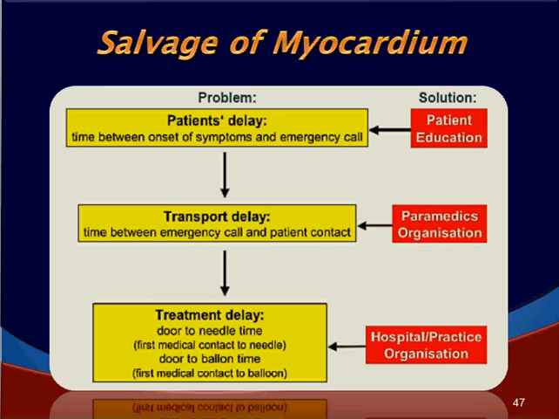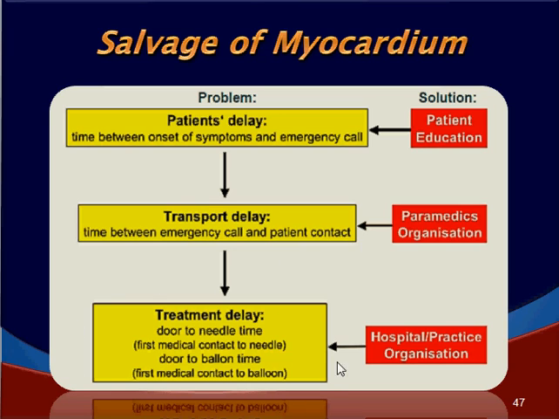The second aspect, of course, is the transport delay, the time between the emergency call and the patient being contacted. So the emergency service should reach the patient. The patient has called for emergency help, but the emergency service doesn't arrive in time. And here most of our patients use private transport and do not depend on government transport or emergency medical services. If the paramedic organizations become strong and there are emergency cells trained to reach the patient very early, this delay can be cut short.